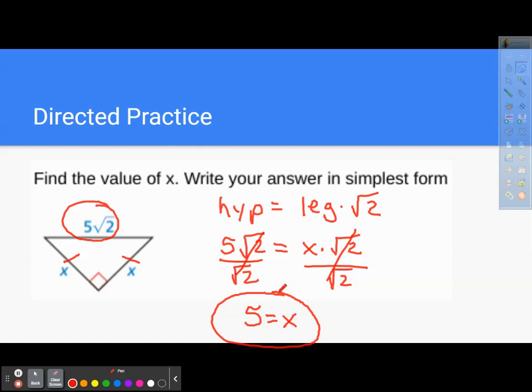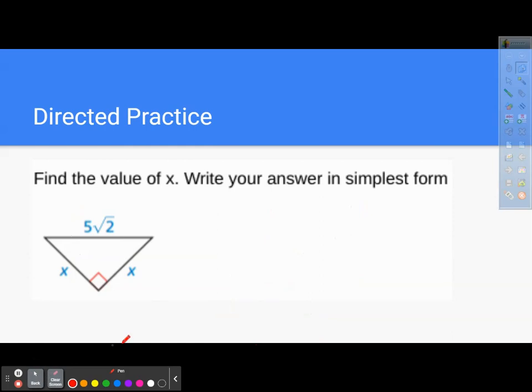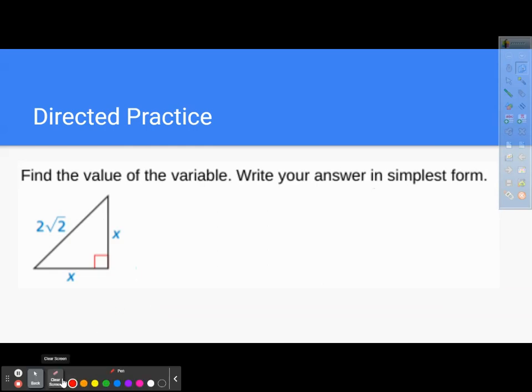All right, let's try another one. Again, you need to fill in the missing side. The tricky part here is knowing if they're giving you the leg or the hypotenuse. All right, so fill in that missing side first. 2 square roots of 2.